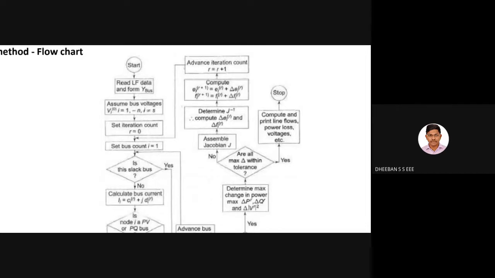First you will be reading the data from your table, and afterwards you have to form Y bus. Formation of Y bus is mandatory for both Gauss Seidel as well as the NR method. After this, you have to maintain a flat voltage profile, by selecting your slack bus. After selection of the slack bus, you will maintain all the other buses' voltage to be equal to 1, and the voltage angle to be 0. Then you will be setting your iteration count.